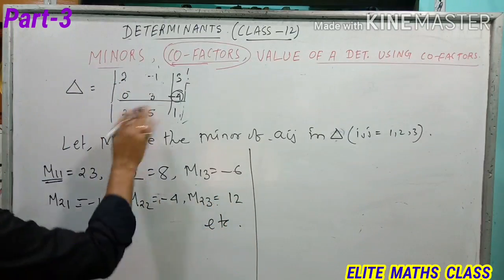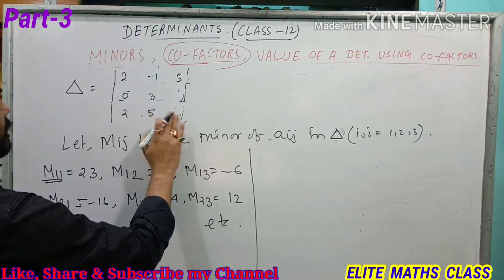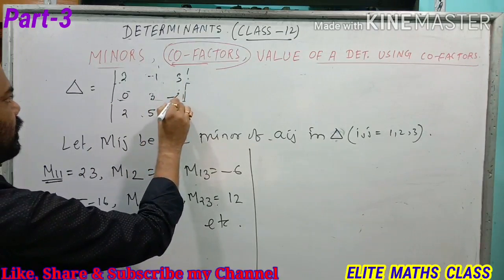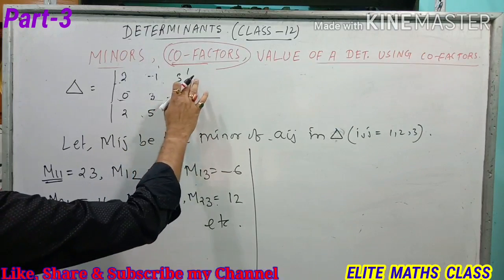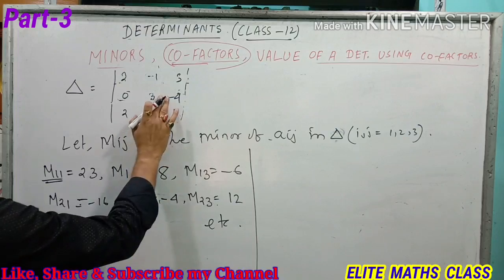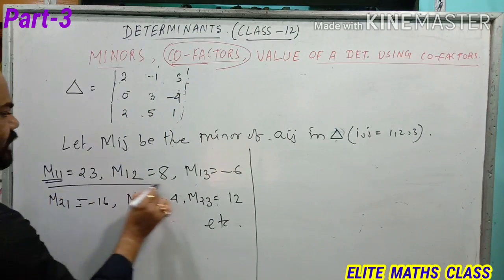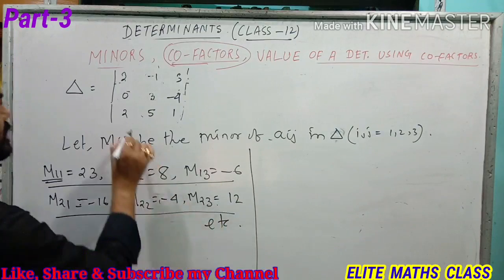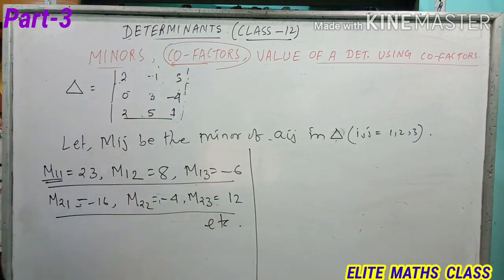I am not showing the last 3. In a similar way, you can find the last 3 elements also. It is minus 4, 1, 3. So these are the minors of 6 elements. The rest 3 minors you can find in a similar way.